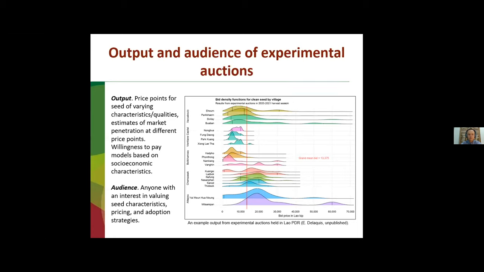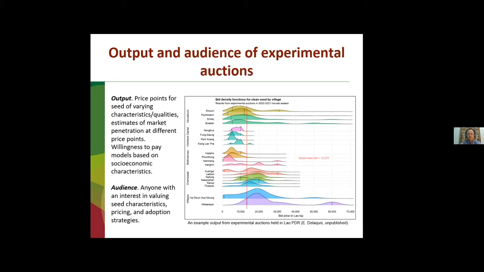So what kind of outputs do we get from experimental auctions? Well, importantly, we get price points for seed of those varying characteristics and qualities that we select, estimates of market penetration at different price points, and willingness to pay models that are based on socioeconomic characteristics. So they relate socioeconomic characteristics to people's willingness to pay in the auction.